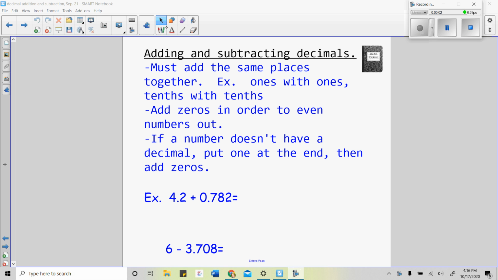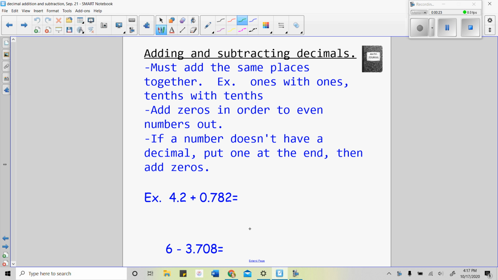So today we're going to begin adding and subtracting decimal numbers. First, I want you to pause this video and write down in your journal, nice and neat on the lines, these notes. So pause the video and take these notes, and when you are done, you may unpause.